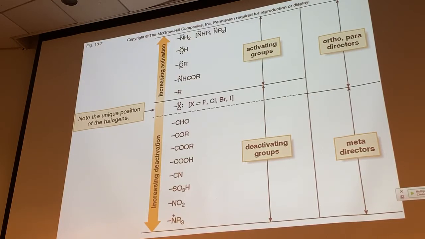Our halogens are unique. They are deactivators because they're net electron withdrawing groups, but they are ortho-para directors. And as we'll see in a moment, that's due to the fact that they have lone pairs. Okay? So they're deactivators with lone pairs, which makes them ortho-para directors. The deactivators that don't have lone pairs on the atom attached to the ring are meta-directors. We need to understand the why behind activating or deactivating and directing effects. And let's talk about the activating and deactivating effects first.